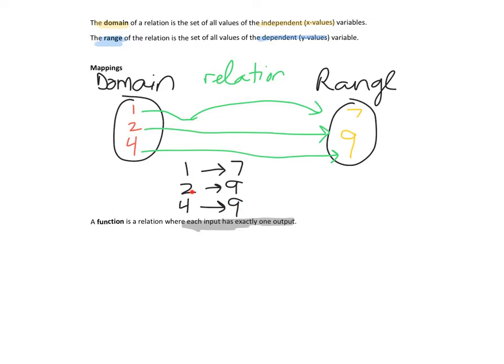All right, so 2 didn't have 2 friends. It didn't go to 9 and 7, it just went to 9. 4 didn't have 2 friends. It didn't go to 7 and 9, it just went to 9. So this is an example of a function. This relation we just saw is actually a function. All right, let's look at an example of a mapping that's not a function.